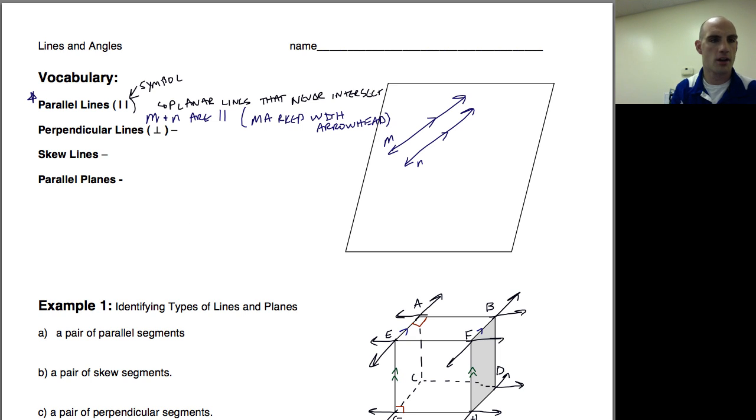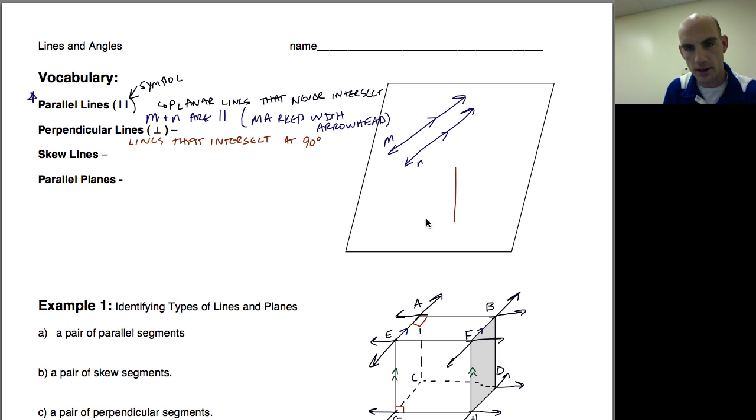Perpendicular lines. Perpendicular lines are lines that intersect at a 90-degree angle. Intersect at 90 degrees. So that would be like this. And they're marked with this 90-degree symbol because they're intersecting at 90 degrees.